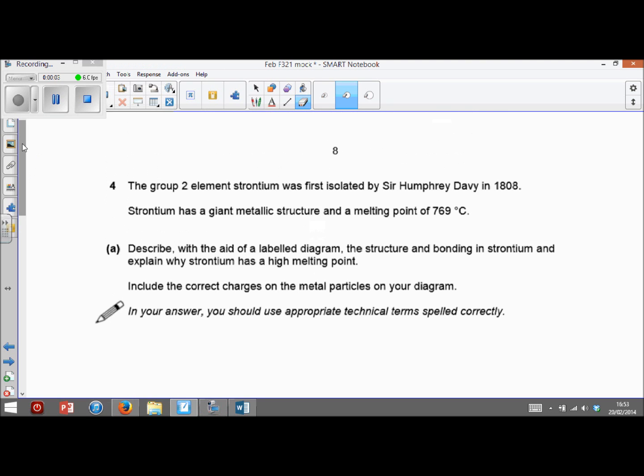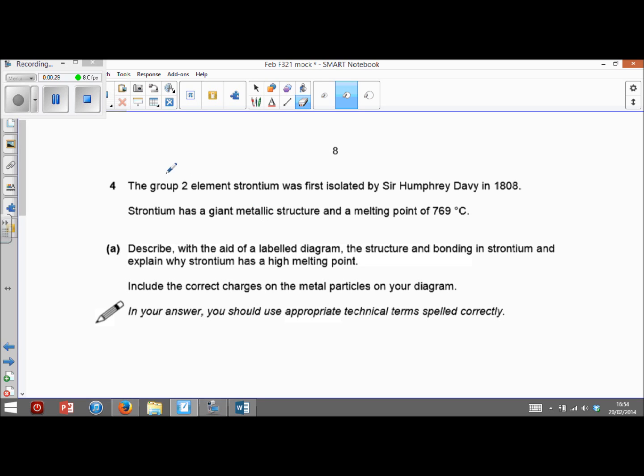Question number 4. The group 2 element strontium was first isolated by Sir Humphrey Davy in 1808. Strontium has a giant metallic structure and a melting point of 769 degrees C. Describe with the aid of a labelled diagram the structure and bonding in strontium and explain why strontium has a high melting point. Include the correct charges on the metal particles on your diagram and appropriate technical terms spelled correctly.